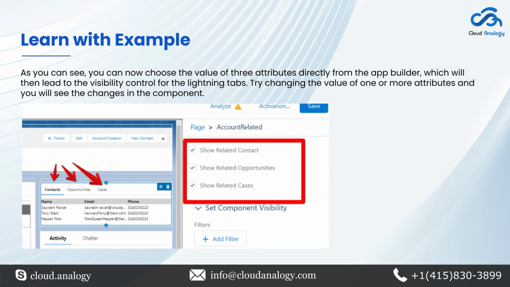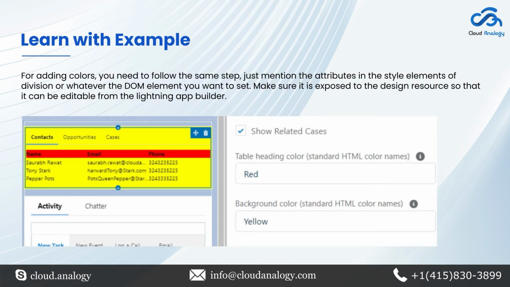Now I have written a sentence like standard HTML color name, which shows that you must enter only a standard HTML color name here. Now try changing the color code here. It will reflect the color code on the app or on the component you have created. As you can see here, make sure the attribute you have created in the style element is exposed to the design resource. With this, you can even change the text color and text size. You can also change the size of the component by exposing it to the design resource file, and that's how you can set up different types of themes and customization of the app only with the help of the design resource file.